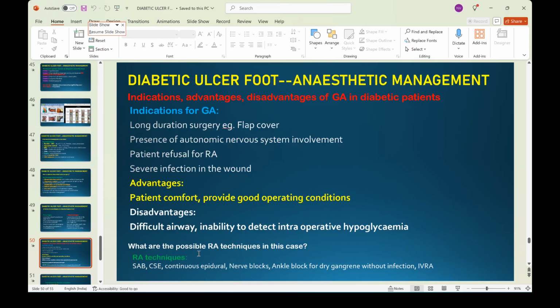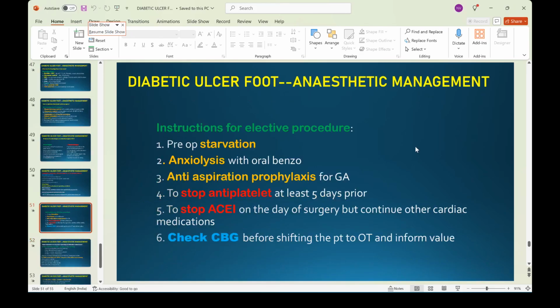And whenever possible, an RA technique can be combined, like combined spinal epidural, etc., or nerve block or ankle block. If there is a dry gangrene it will be good, but in infected cases, don't say ankle block because it will not work. And IVRA also has been tried in these cases for amputation and other things, provided the area is small where you have to remove the necrotic tissues.